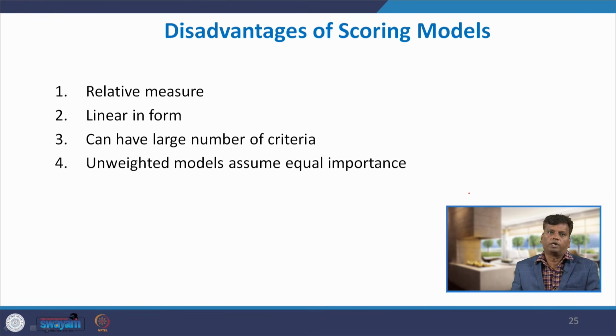What is the disadvantage? It is a relative measure, because it is linear in form, because we are finding a weighted sum, but it is not necessarily linear in form. It can have a large number of criteria, which will become very complicated. And unweighted models assume equal importance. Suppose you are not giving any weightage to the criteria, what will happen? Every criteria will have equal importance. That is not the purpose of this model.